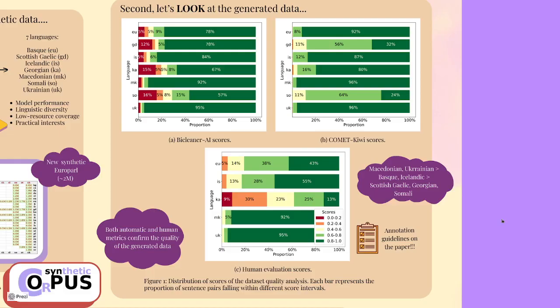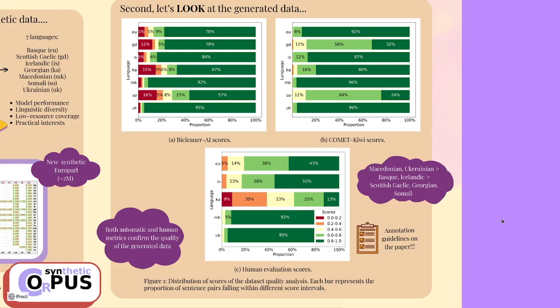Then if we move to the figure at the bottom, we also performed a human evaluation. You can find the annotation guidelines in the paper, and we only performed it for 5 out of the 7 languages because we couldn't find annotators for the other languages. And here we can see a similar picture where Macedonian and Ukrainian get assigned very high scores, with over 92% of the sentences falling into the highest bin, followed by Basque and Icelandic with a mixture of quality, and finally Georgian with over 40% of the sentences not being acceptable.